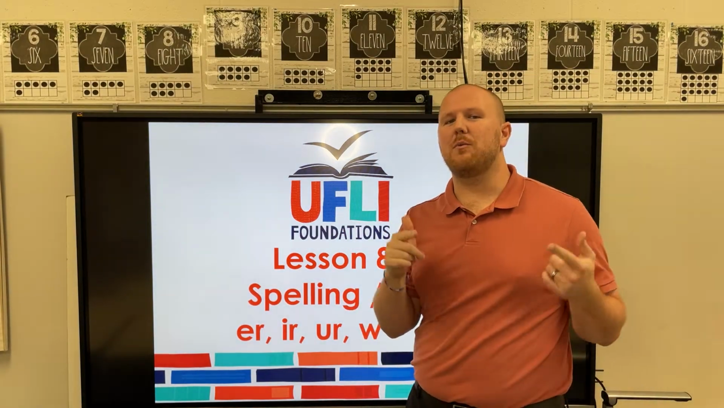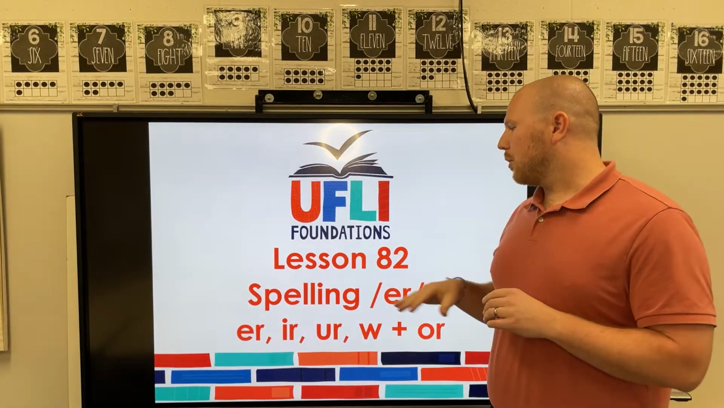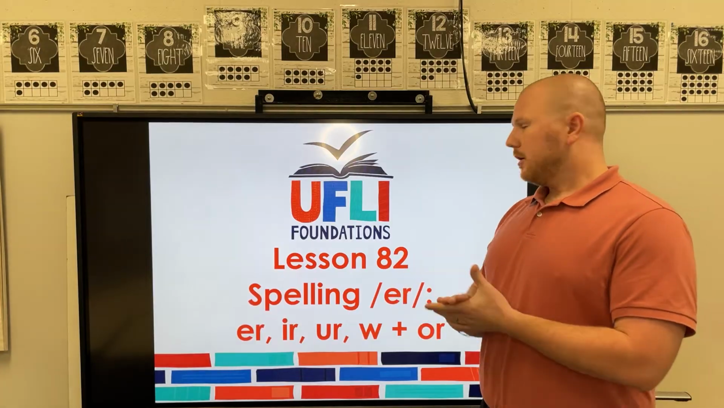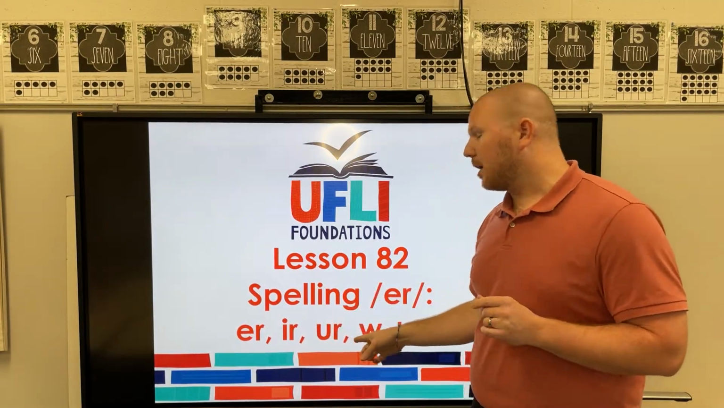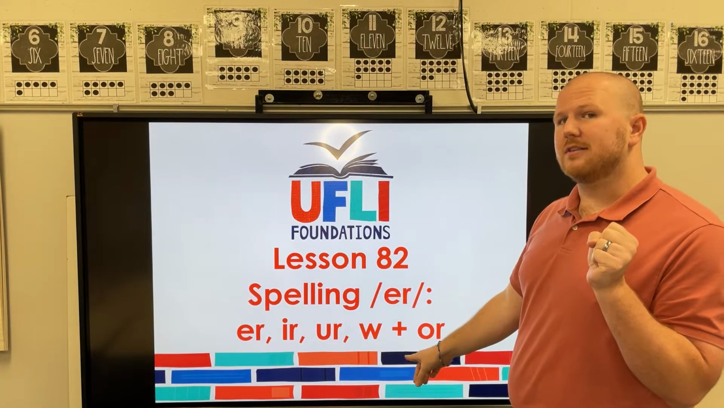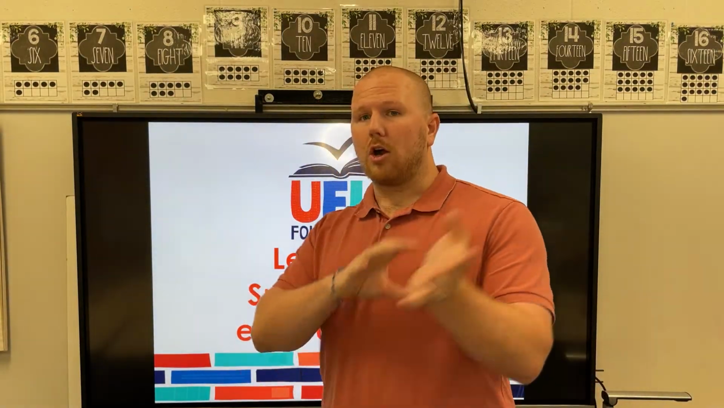Today we are doing a UFLI lesson, lesson 82, where we're spelling the letter sounds that say the ER. It's spelled ER, IR, UR, and also OR can say it when it comes after a W. So we'll talk about that. The ER, IR, and UR spellings are introduced in a different lesson, but today we're going to work on all of those with the WOR.